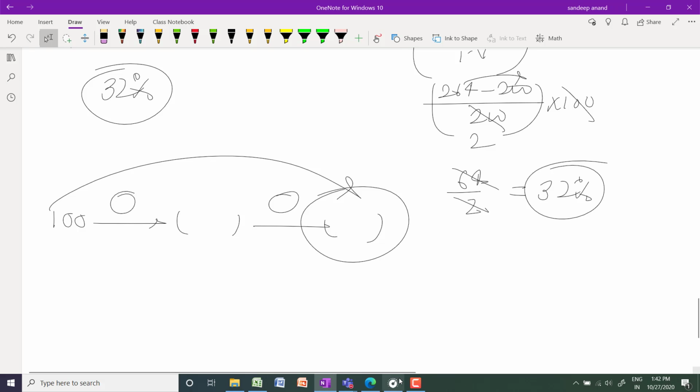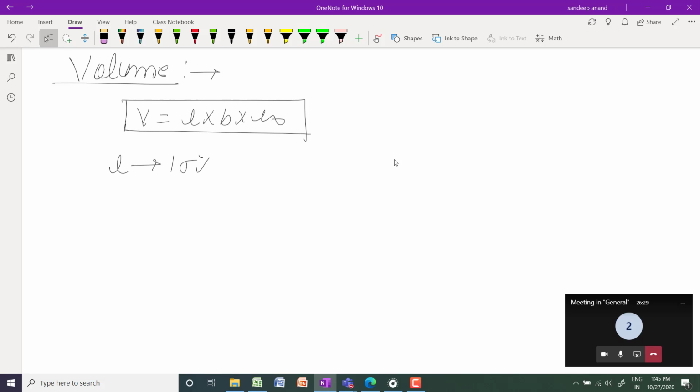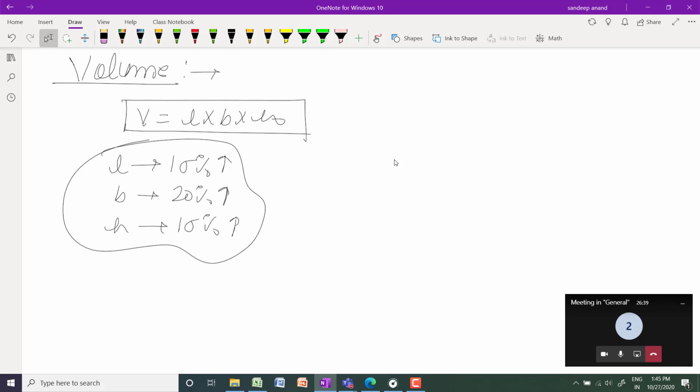Yes or no? How do we calculate volume? Volume is the multiplication of length into width into height. Is it clear? Yes, sir. Okay, fine. Now suppose length is increased by 10%. Width is increased by 20%, suppose. And height is increased by 10% again. So this is the value that increases. Clear? Yes, sir.